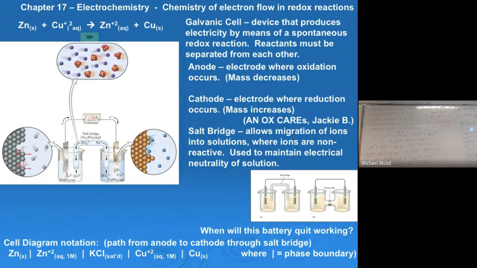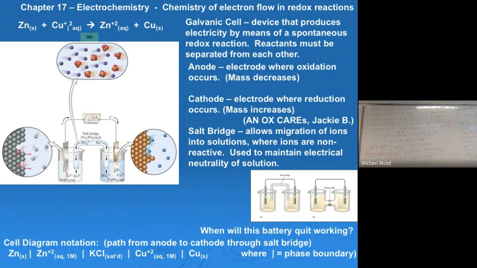So a galvanic cell is a cell device that produces electricity by spontaneous redox reaction. Reactions must be separated from each other. Anode is the electrode where oxidation occurs. The mass decreases, and that's always, and when I give the test, I always have that as a clue on the test. At the cathode, the electrode where reduction occurs, the mass increases.